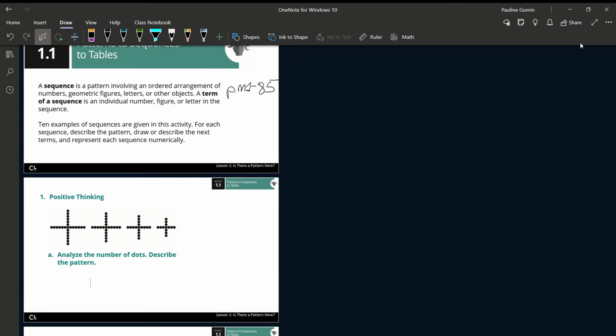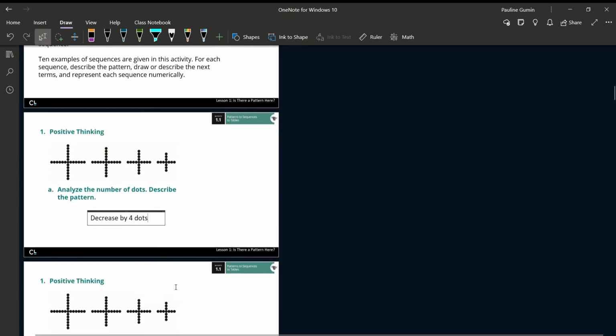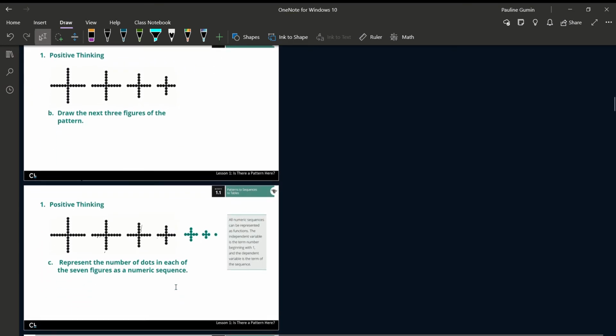Hopefully, after taking a look and analyzing those dots, you see that they decrease by 4 dots. And those 4 are being chopped off the arms there. This is how the next 3 figures will look. Let's represent them as numeric values.